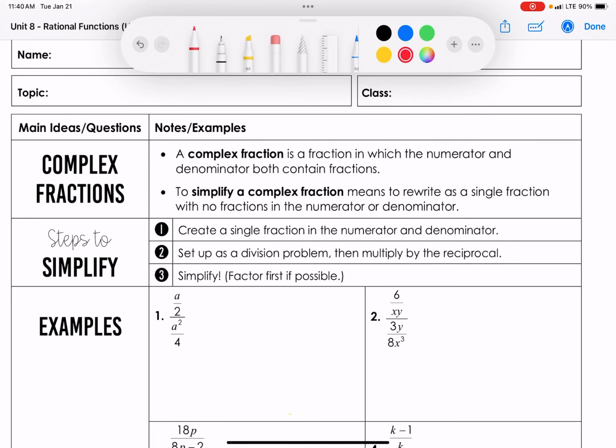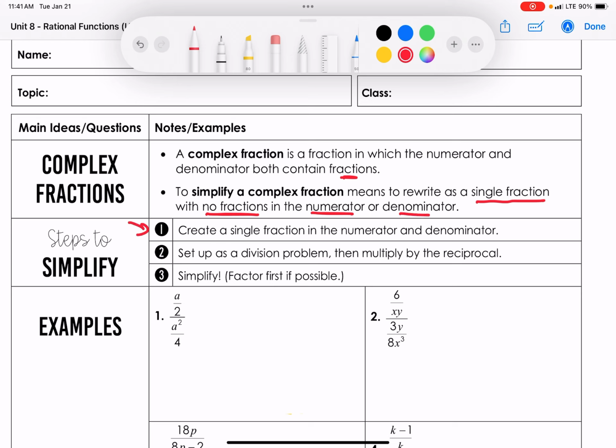All right, guys, so now we're going to focus on simplifying complex fractions. All right, so what is a complex fraction? This is a fraction in which the numerator and the denominator both contain fractions. All right? So to simplify a complex fraction means to rewrite it as a single fraction with no fractions in the numerator or denominator. So these are the steps.